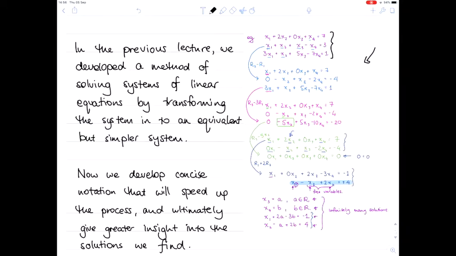It's also worth noting that it didn't really matter what we called the variables. We could have called them x1, x2, x3, x4. We could have called them x, y, z, and w. So the naming of variables played no role in our system of finding an equivalent system. And this is going to be important in what we do next, which is developing precise notation that will speed up our process of solving systems and also actually lead to greater insight into the solutions that we find when we start doing matrix algebra.